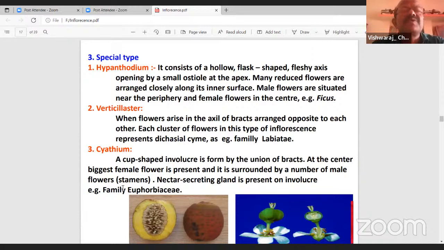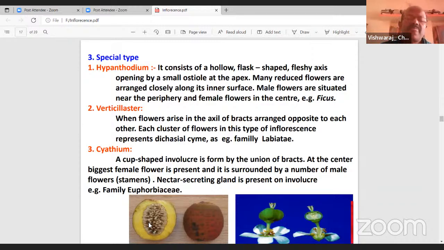Number one, Hypanthodium. It consists of a hollow, flask-shaped fleshy axis opening by a small ostiole at the apex. Many reduced flowers are arranged closely along its inner surface. Male flowers are situated near the periphery and female flowers in the center. Example, Ficus. In Marathi, anjir.